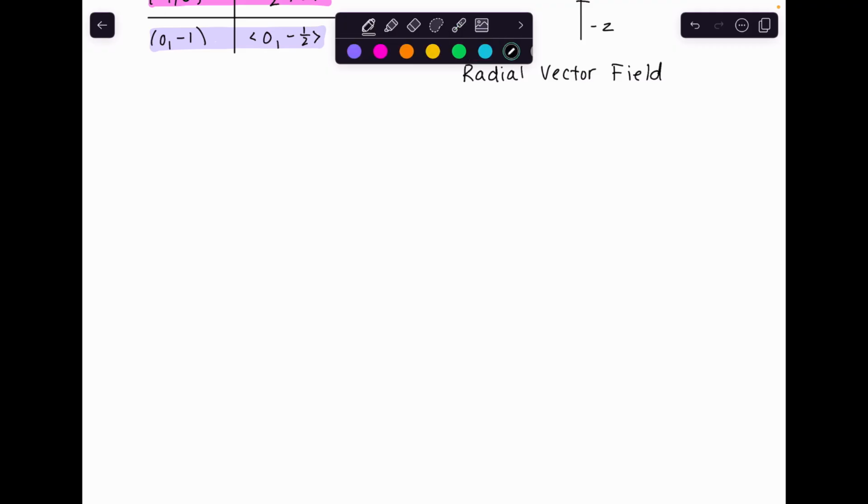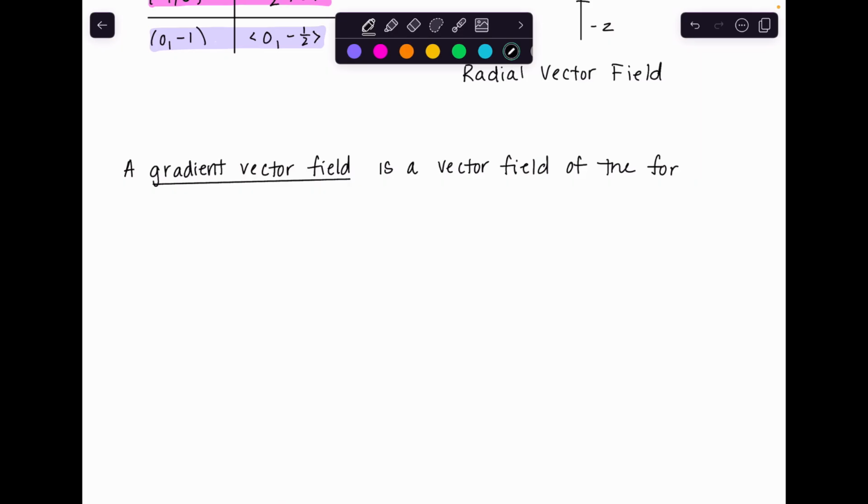So we talked about the gradient function, which again is a vector, and all of those components are just the partial derivatives. Well, since we are working with vector fields, the gradient vector is just a vector field. Okay? So a gradient vector field is a vector field of the form where you're starting with some function little f and you're taking the gradient of it.